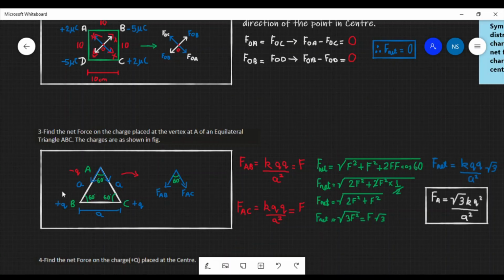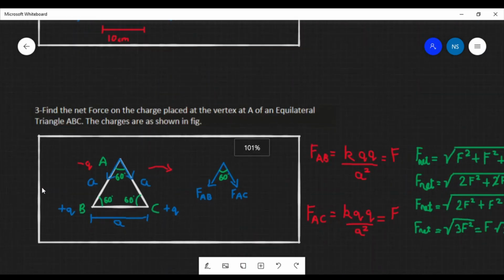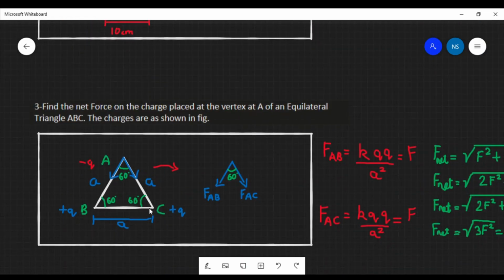Now let us see the third question. The third question is similar to the first question, instead of all positive charges. In this case also we see that a triangle is taken, an equilateral triangle. In that triangle 3 charges are kept. At A there is minus q charge, at B there is plus q, and at C there is plus q.